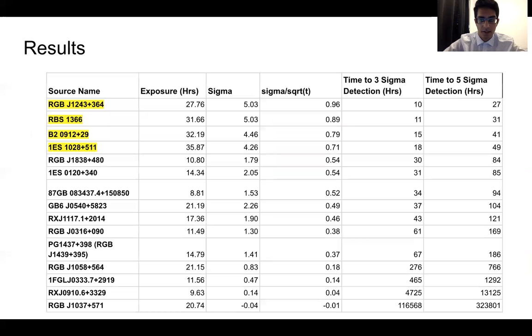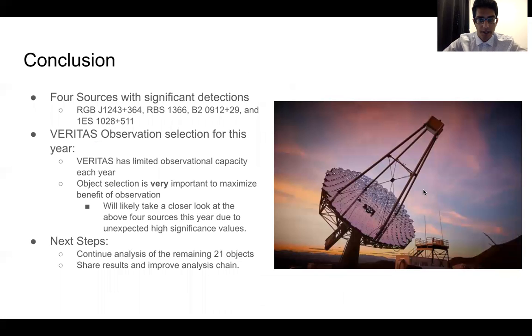And so if we go back to the previous slide, you can see that some of these sources at the bottom here, for instance, RGB J1037+571, to get to a 3 sigma detection, it would take 116,000 hours, according to our analysis of the data so far. And that's ridiculous. Veritas can't do that, or it could, but it would be a much less efficient use of its time than, say, doing another 20 hours of observation on RGB J1838+480 and getting to a 3 sigma detection there. So object selection is very important to maximize the benefit of the observation.